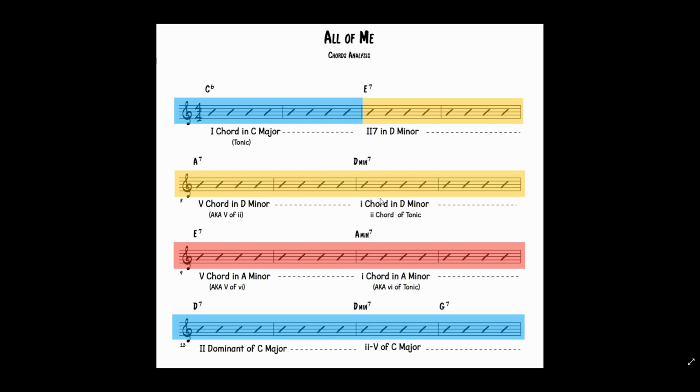Okay, underneath the D minor 7, like I just mentioned, 2 chord of the tonic, right? So we are thinking of this as a new key center, but it's also the 2 chord of the tonic. Hope that makes sense. Hopefully that wasn't too confusing for you.